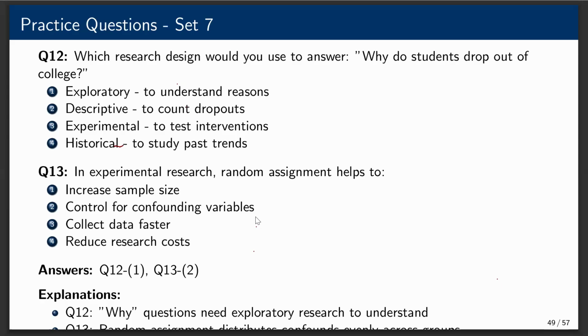In an experimental research, random assignment helps to increase the sample size, control for confounding variables, collect data faster, and reduce research cost. Second is control for confounding variables. Very good, Ajay.